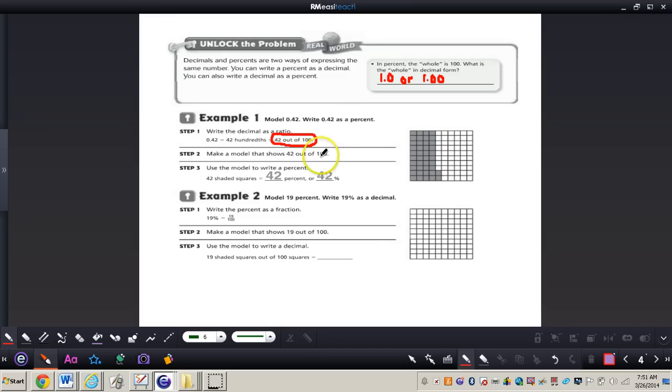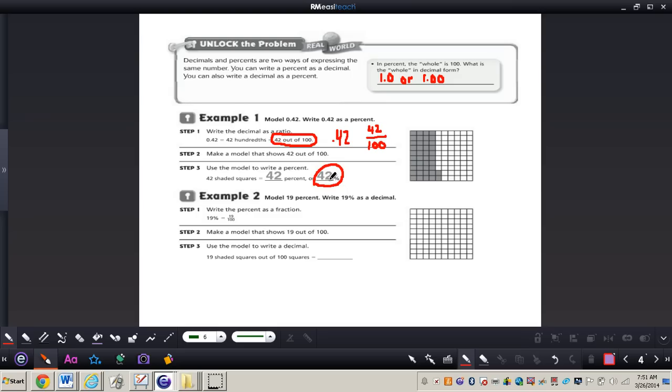Okay, now we have a model here that shows 42 out of 100. Now we know from this model, even from the previous video, that whenever we have 42 squares out of 100 shaded in, 42 squares equals 42%, or can be written as 42% just like that. So we could see that the decimal 42 hundredths is related to 42%. And we even know it could be written as a fraction as 42 hundredths, or 42 out of 100 equaling 42%.